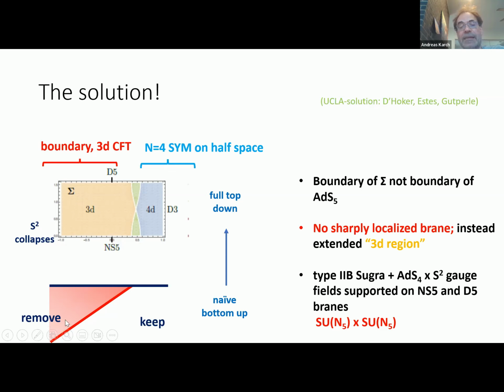This red line, where my intermediate dual lives, doesn't exist. Instead, there's some entire extended region, which corresponds to where spacetime seems to stop. And if you look at the full set of bulk fields that I have to include, of course, this is a type IIB supergravity solution. But on top of this, I have to include explicitly the fields living on these brane sources, the NS5 branes and D5 branes living on AdS4 times S2. So I have type IIB supergravity, and I also have SU(N5) times SU(N5) gauge fields living on the NS5 branes and D5 branes.